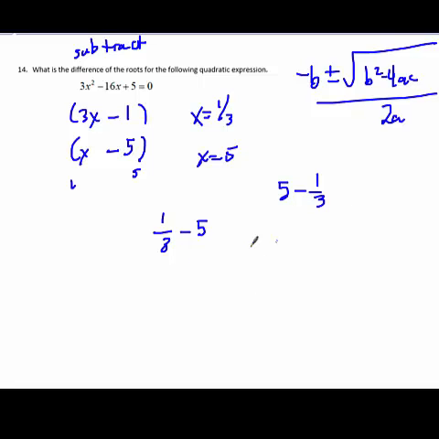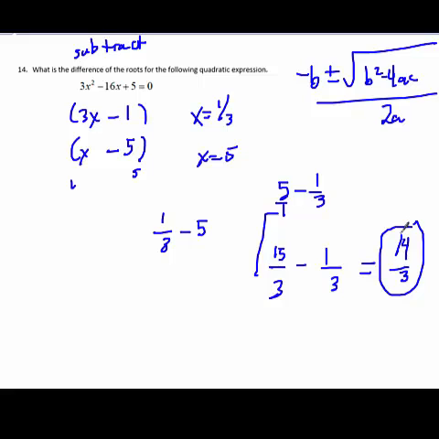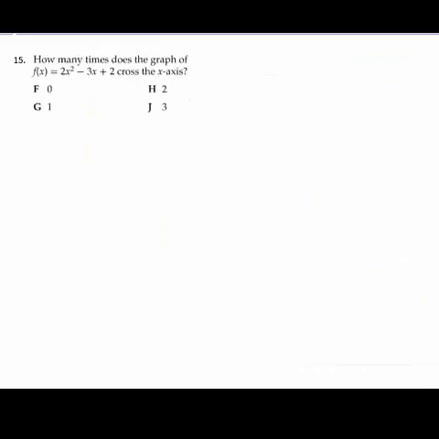In order to do that, we have to make common denominators, so make them both into 3's. So I'd have to make them both where the denominator is 3. So instead of being a 5, it goes up to 15, so it multiplies by 3. So that'd be 15/3 minus 1/3, or 14/3. And that would be our answer there.